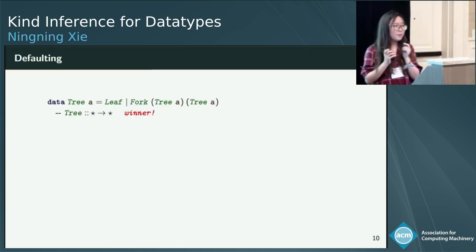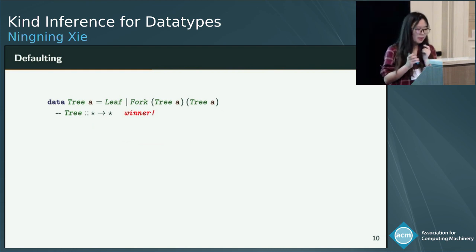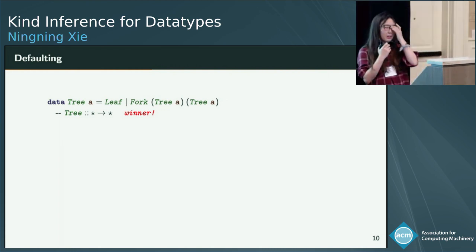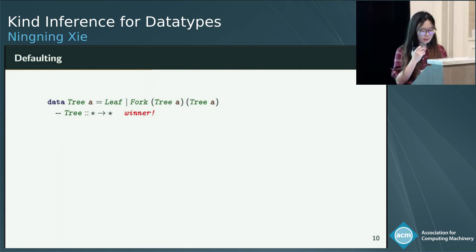Our algorithm faithfully models the defaulting technique. Therefore, using defaulting, the kind of A is defaulted to star and the kind of tree is thus star to star. Defaulting has interesting consequences. To better understand it, let's see more examples.